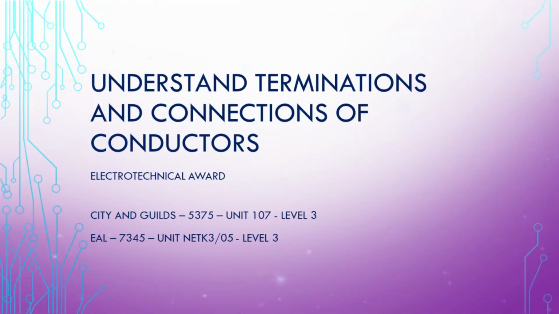Thank you for joining us for the introduction for the unit on understanding terminations and connections of conductors. It's one of the units of the Electrotechnical Award and it's a technical unit. City and Guilds, it's 5375, unit number 107, and EL, it's 7345, unit NETK3/05. Both units are level 3 and part of the Electrotechnical Award.